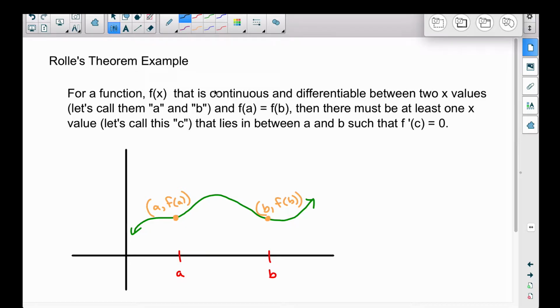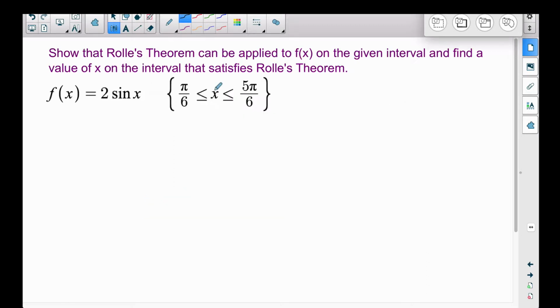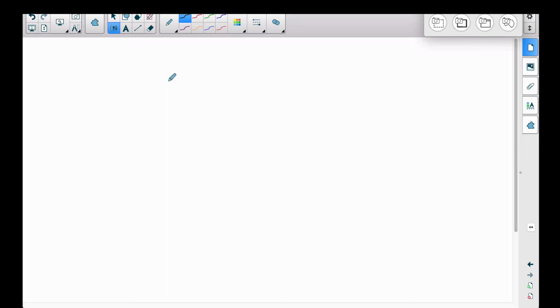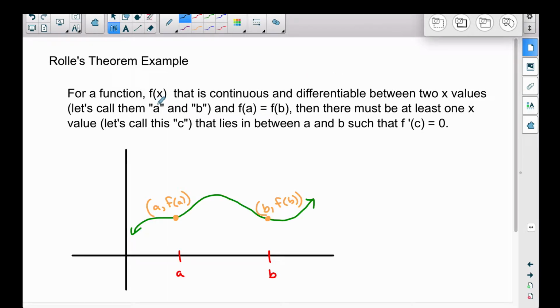In this video, we're going to look at an example of Rolle's theorem, and before we go over this is the example that we're going to be covering here, so a little bit of trig involved. And what Rolle's theorem says pretty much is that if you have some function that's continuous and differentiable between two x values, look at this green curve, it's continuous and it's differentiable, especially in between these two x values that I'm calling a and b.